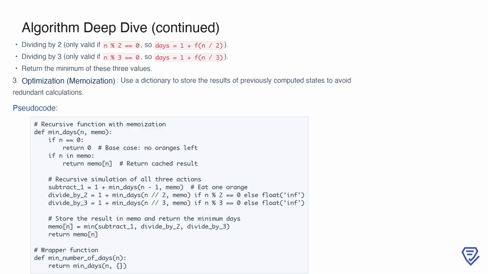To optimize this approach, we use memoization. By storing the results of previously computed states in a dictionary, we avoid redundant calculations and significantly improve efficiency. In the provided pseudocode, the recursive function min_days checks if the result for the current state exists in the memo. If it does, we simply return the cached result. Otherwise, we calculate the minimum days for the three actions, store the result in the memo, and return it. This ensures that each state is computed only once.